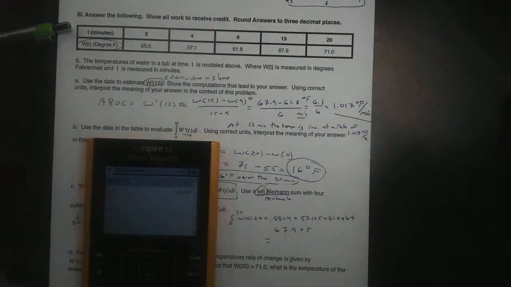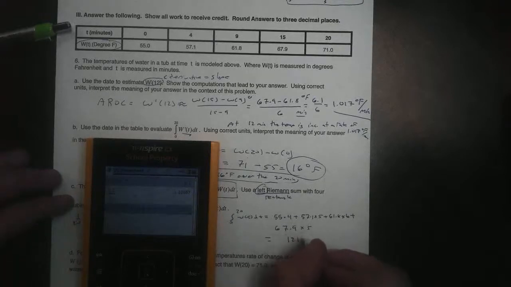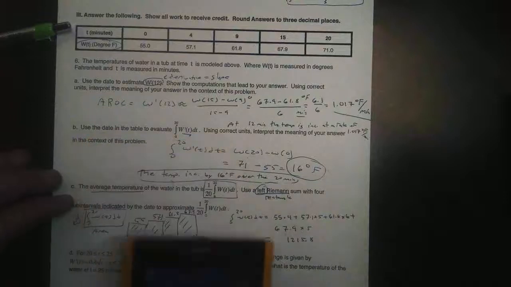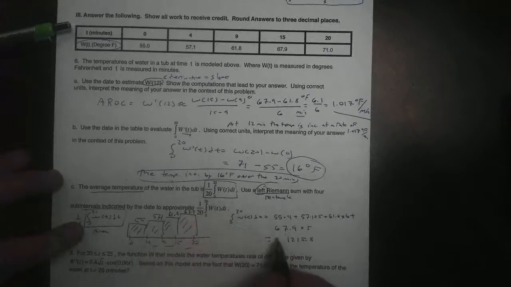55 times 4 plus 57.1 by 5 plus 61.8 by 6 plus 67.9 by 5. And I get this, 1,215.8. Now that's not the answer, because I want average temperature. This isn't Houston temperature right here. We want normal temperature. So we're going to take that 1 over 20 and multiply that by it.